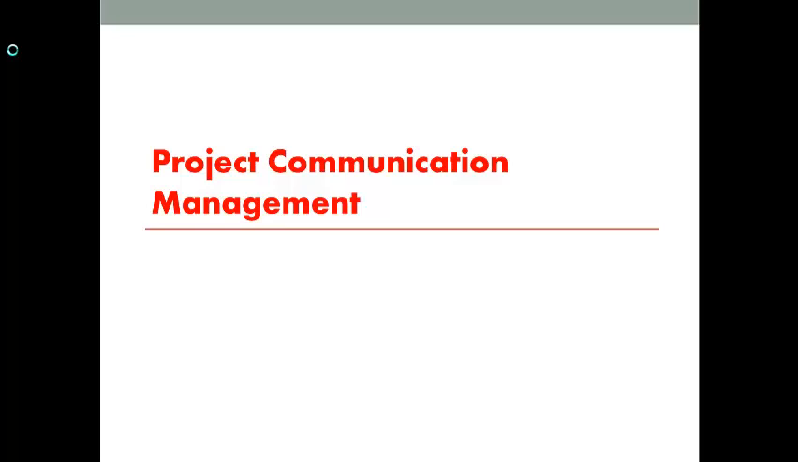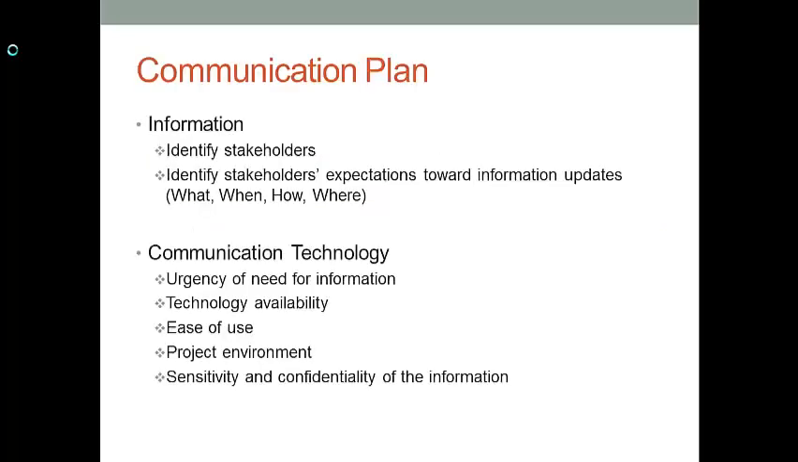Let's talk about how to perform project communication management in this lecture. Communication management consists of two important steps. First, we need to develop a communication plan. Second, we need to manage and control the information communication with the stakeholders. Let's talk about these two steps one by one.